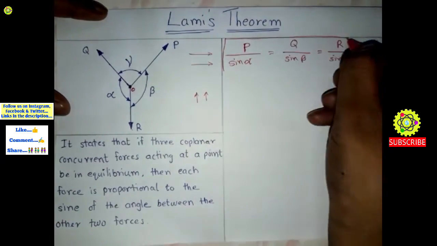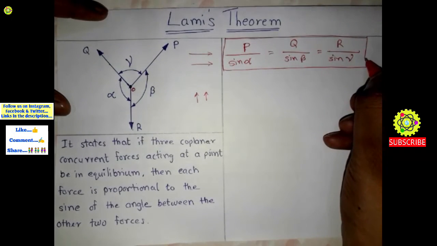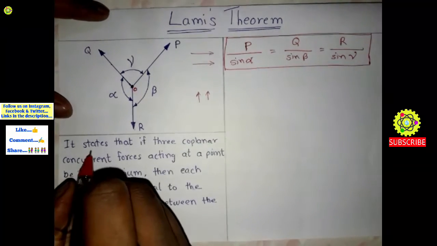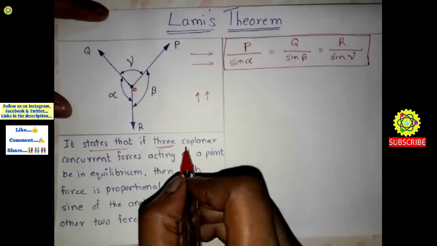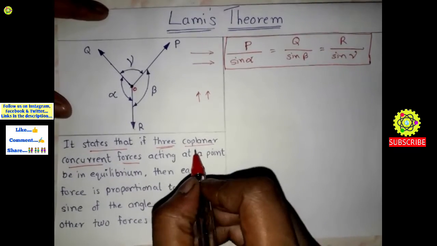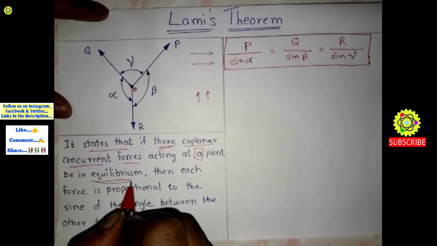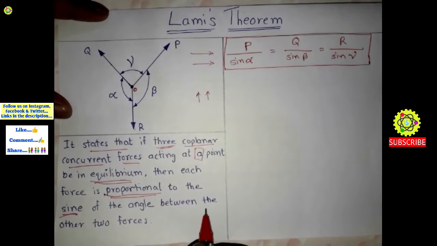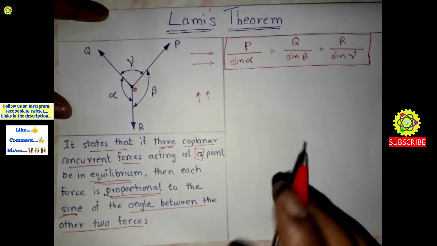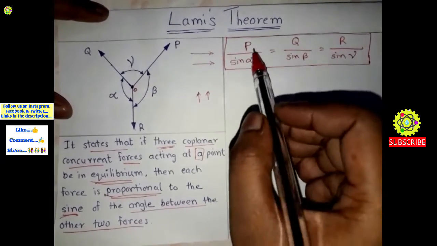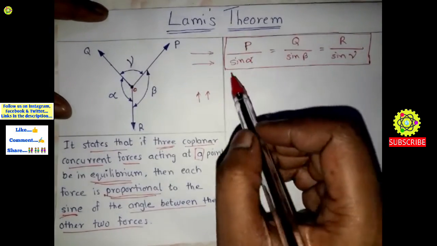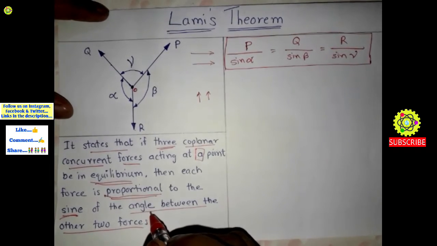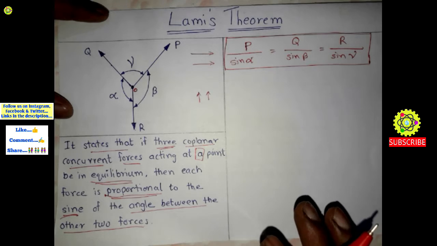So this is Lami's theorem in mathematical form. Now let's read the definition. Lami's theorem states that if three coplanar concurrent forces acting at a point are in equilibrium, then each force is proportional to the sine of the angle between the other two forces. As we can see here, this is the equation in mathematical form, the mathematical form of Lami's theorem as per the definition. Now let's see the proof of Lami's theorem.